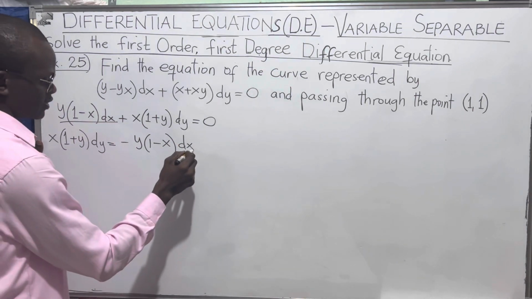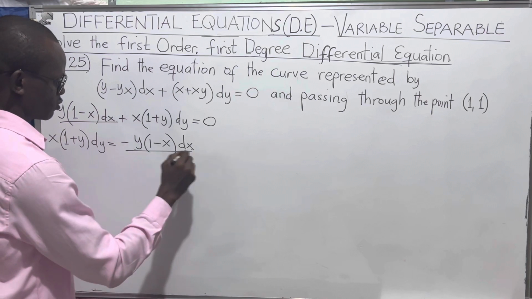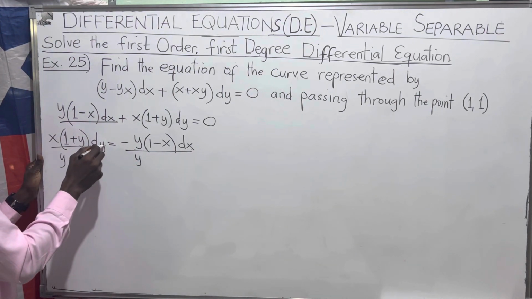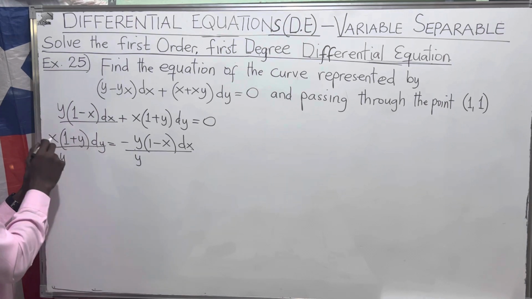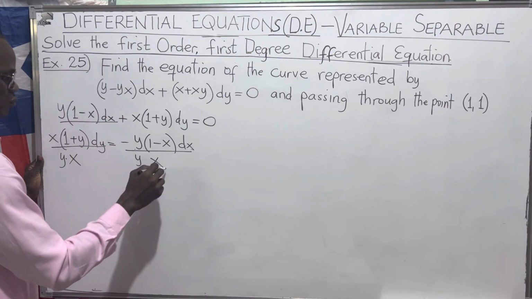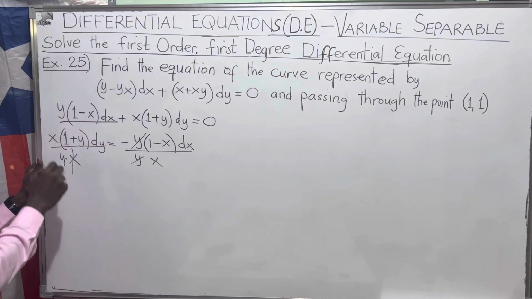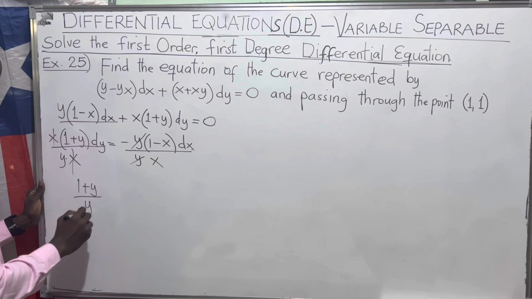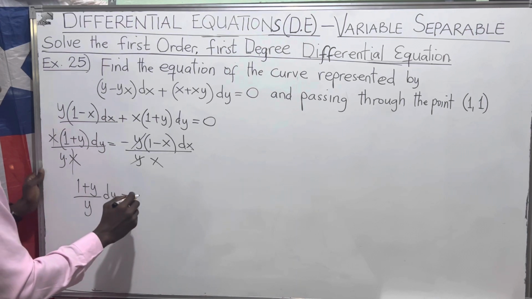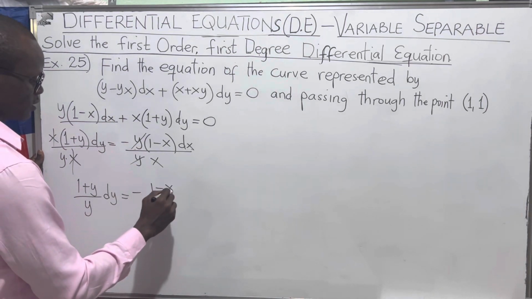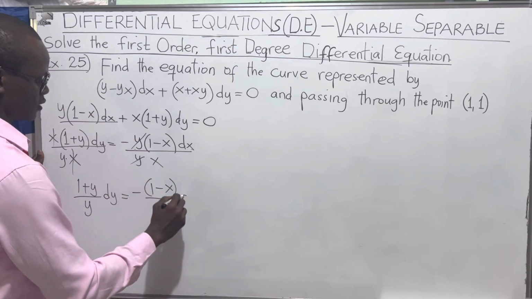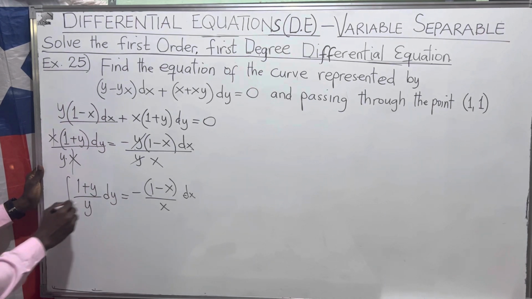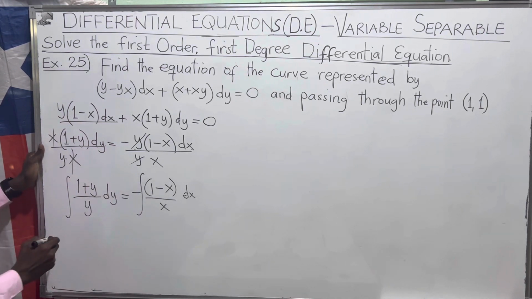Because this is dx, everything here must be in x, so y has to leave. Likewise, because this is dy, everything must be in y, so the x should also go. So y cancels y, x cancels x. We have 1 plus y over y dy equals negative 1 minus x all over x dx. So the variables now have been separated. We take the integral on both sides to find the general solution.